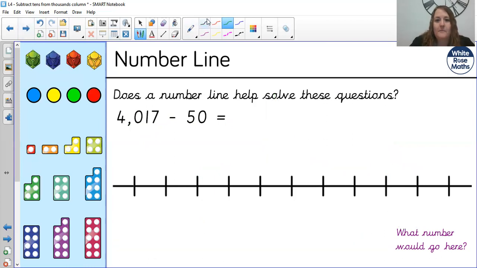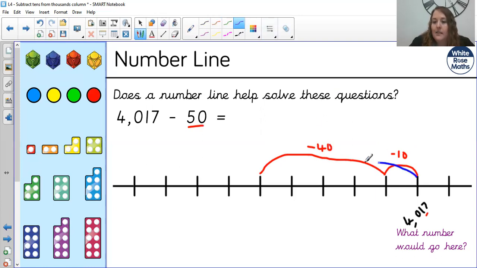Okay, let's do one more together. 4,017. Going to pop my 4,017 on the end, and I need to take away 50. So again, I can start with my one jump, which will get me to my more simple number, to take away 10, and then I can take away 1, 2, 3, 4 to take away 40. Again, both make 50. Or if you can see that jump as 50 in itself, you can take away 50 straight away. So I'm going to be looking at 417 to start with.